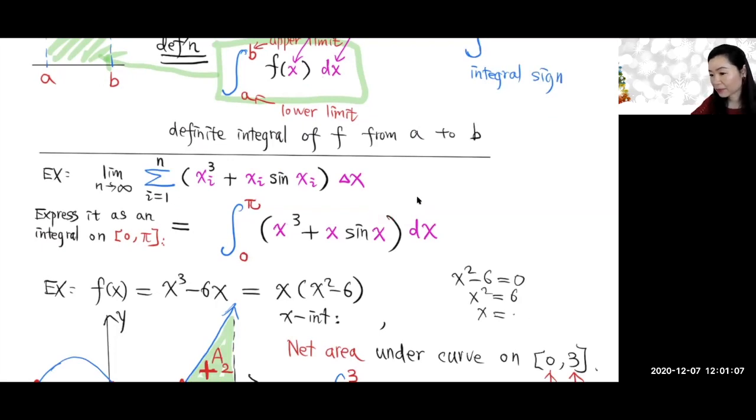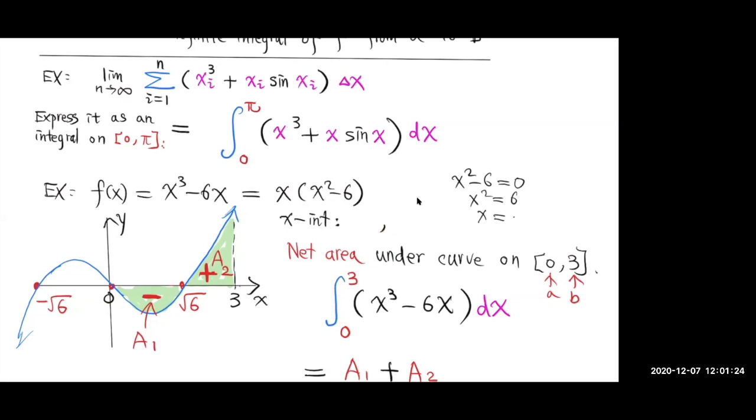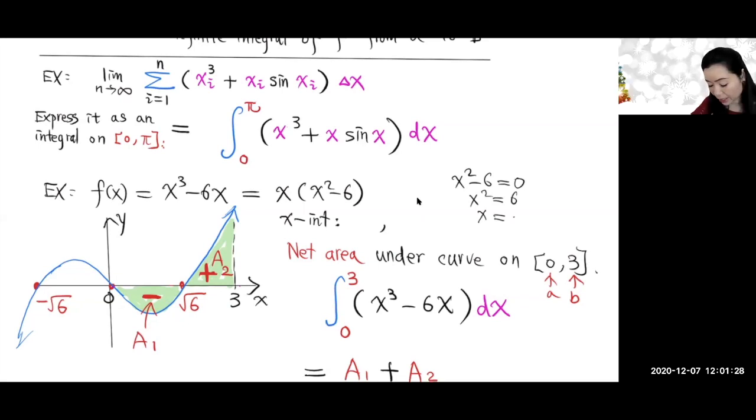Okay, the second one. We're given this function over here. I factored this into this. So what are the x-intercepts over here? 0, yes, you got it. One of them is 0, right? And then for the other one, x squared minus 6 equals 0, x squared equals 6.